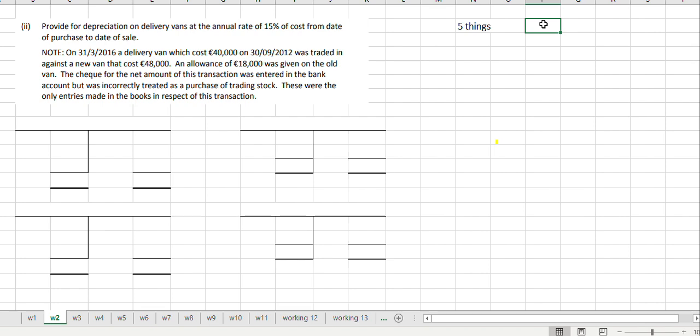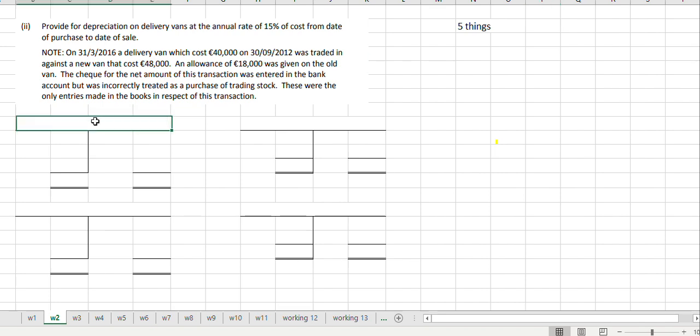Provide for depreciation on delivery vans at the annual rate of 15% of cost from date of purchase to date of sale. Note on 31st of the 3rd, 2016, a delivery van which cost 40,000 on 30th of the 9th, 2012 was traded in against a new van that cost 48. An allowance of 18,000 was given on the old van. The cheque for the net amount was entered in the bank account but was incorrectly treated as a purchase of trading stock. These were the only entries made in the book in respect of this transaction.